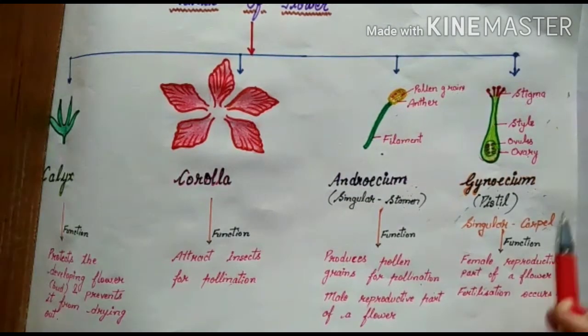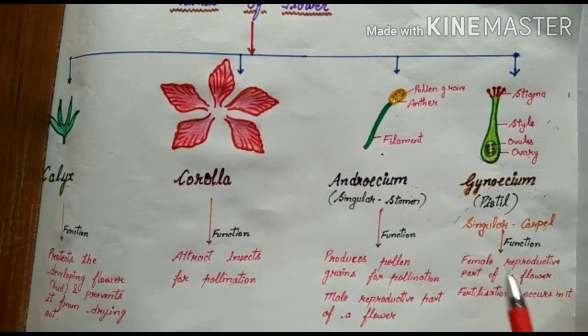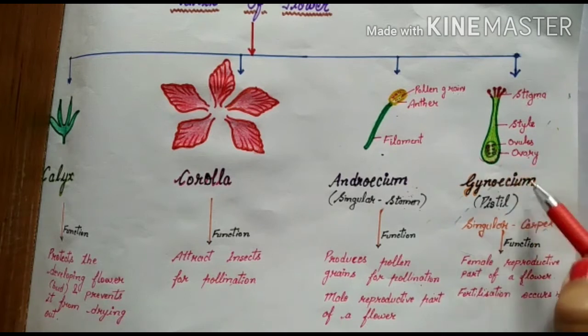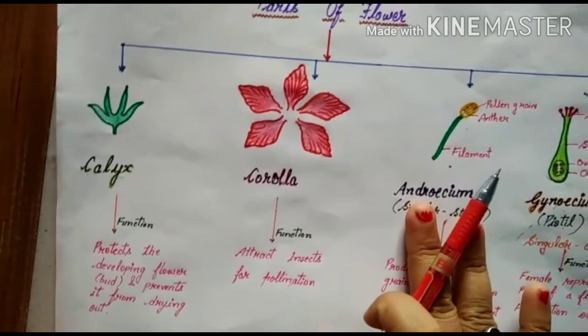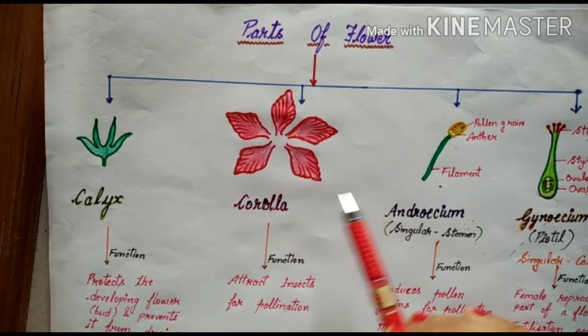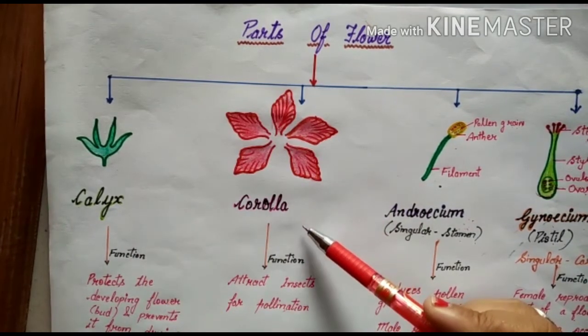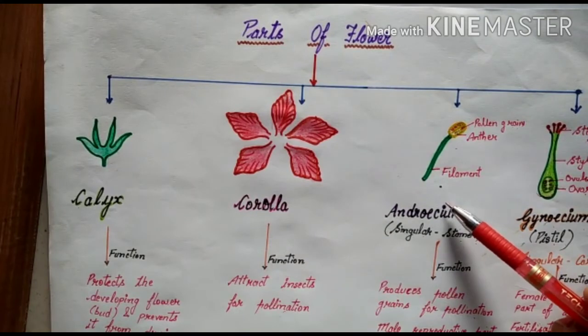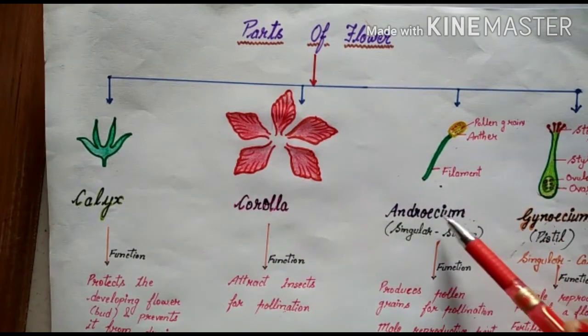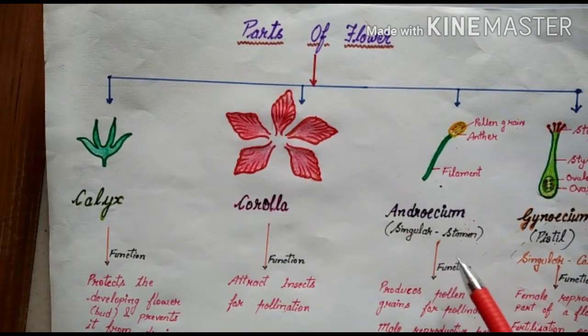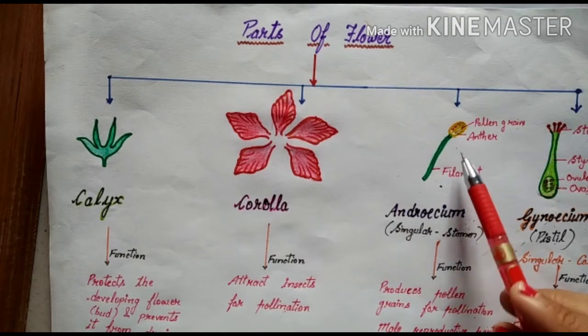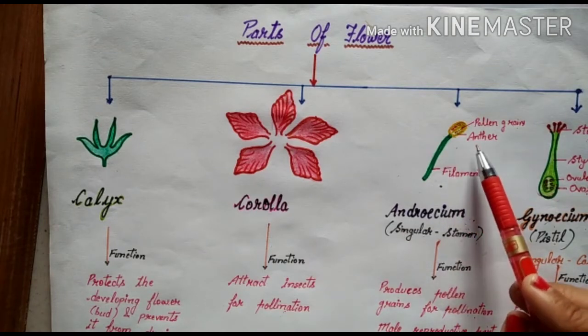So what is the function of gynoecium? Gynoecium is the female reproductive part of a flower, and fertilization occurs in gynoecium. So these are the parts of a flower: calyx, which is green in color; corolla, which is the colored part; androecium, it is the third whorl of a flower and it is the male reproductive part of a flower. It contains two parts: filament and anther.